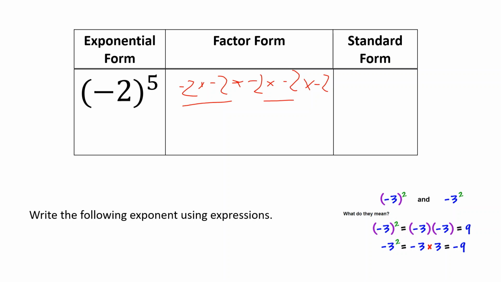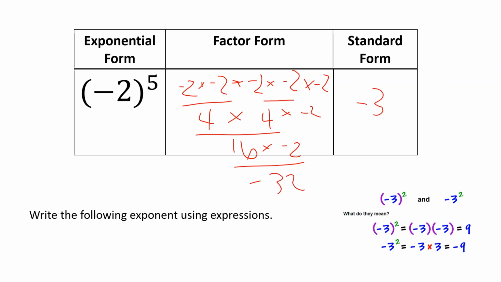Negative 2 times negative 2 will give me a positive 4. Negative 2 times negative 2 will give me a positive 4, times negative 2. 4 times 4 will give me positive 16, times negative 2. 16 times negative 2 gives me a negative 32. And that would be my simplified answer.